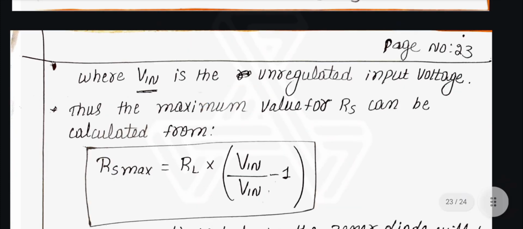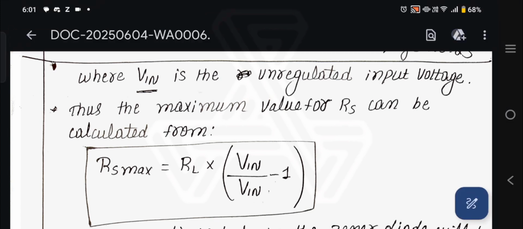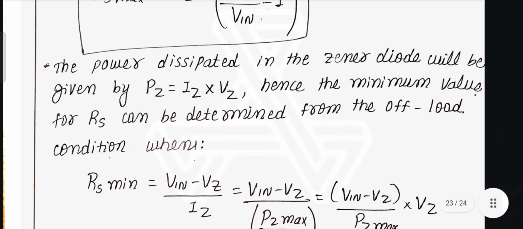Thus, the maximum value of RS, RS max, is equal to RL into (Vin by VZ minus 1). The power dissipated in the Zener diode will be PZ is equal to IZ into VZ.